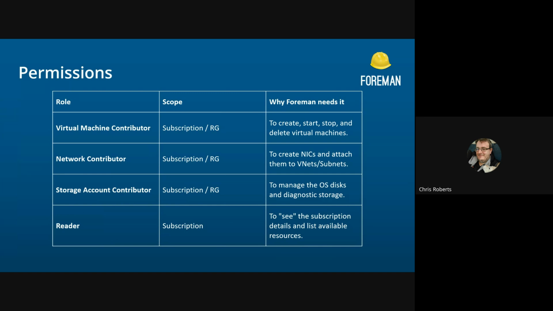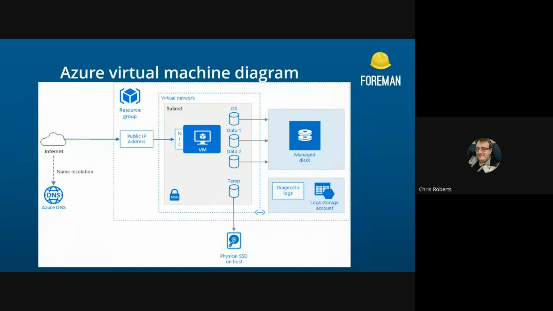So you need to be able to create virtual machines, create networks, manage disks and stuff, and to be able to read that subscription and see what those resources look like. So when we build that VM that's building right now, what does that look like behind the scenes? I found this cool little high level overview.